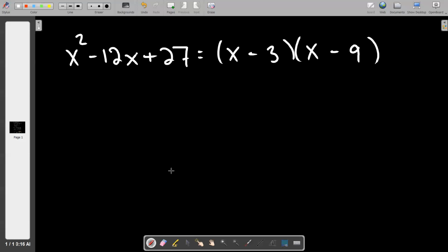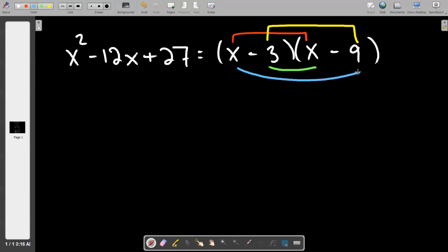Let's check. Obvious, jackpot. Obvious, jackpot. Again, no awards for the stupid stuff. Let's check Kobe's handiwork. What do the greens make? What do the blues make? Negative 3x, negative 9x, jackpot.